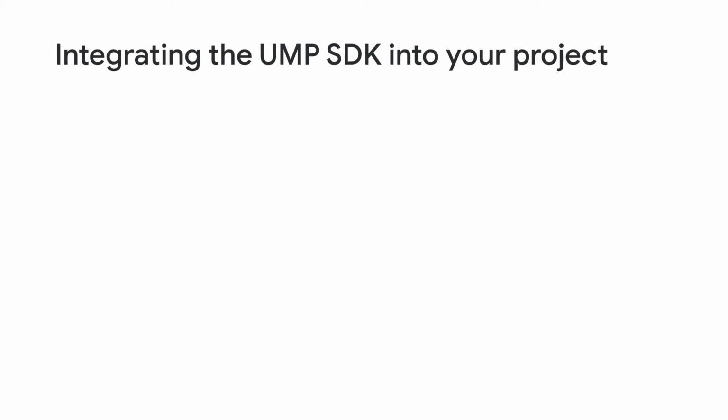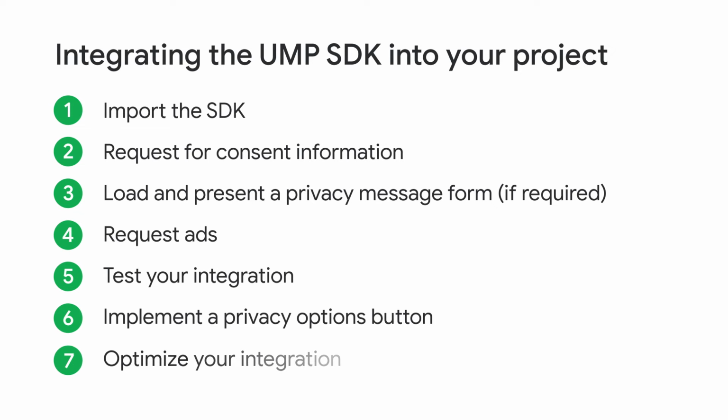A complete integration of the UMP SDK includes the following key steps. I'll walk you through each step with the demo Xcode project using CocoaPods. First, we'll import the SDK, then request for consent information, load and present a privacy message, request ads, I'll show you how to test your integration, then we'll implement a privacy options button, and lastly, I'll talk about how to optimize your integration. So let's jump into a demo.